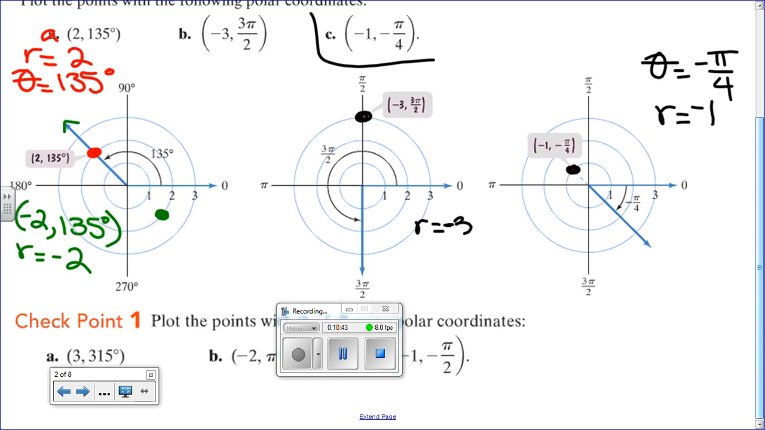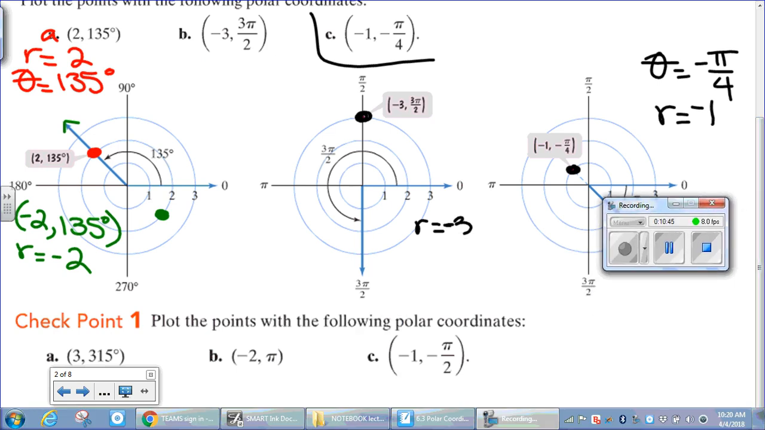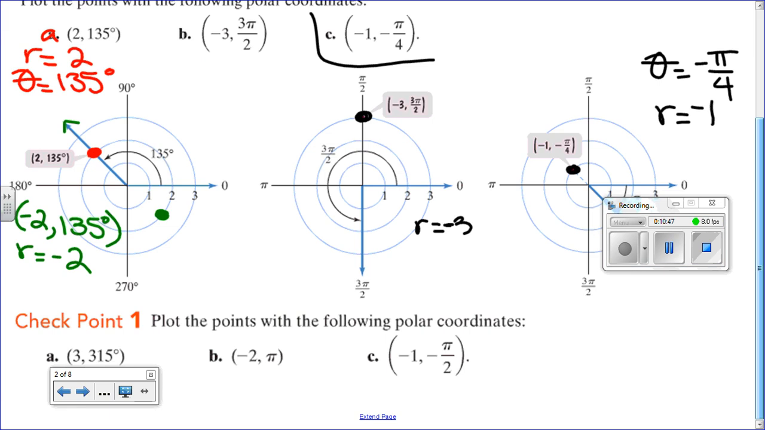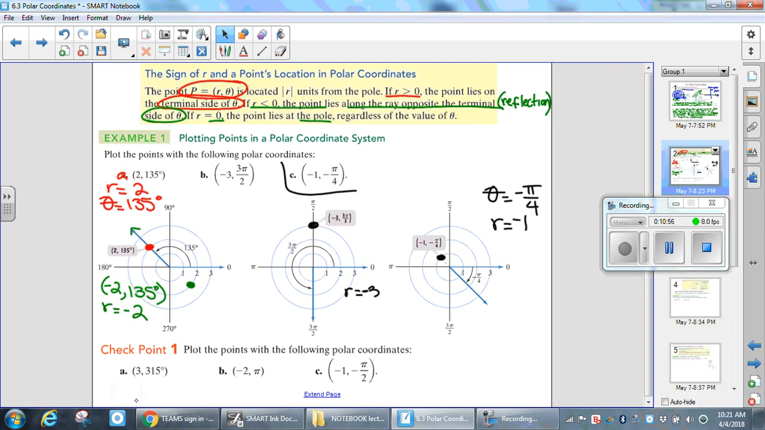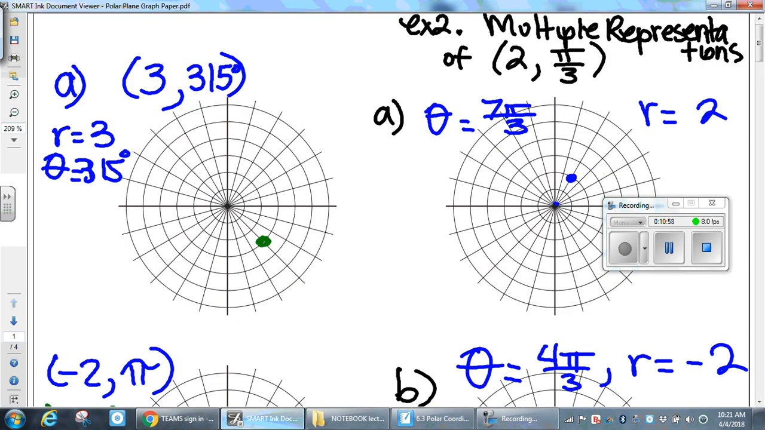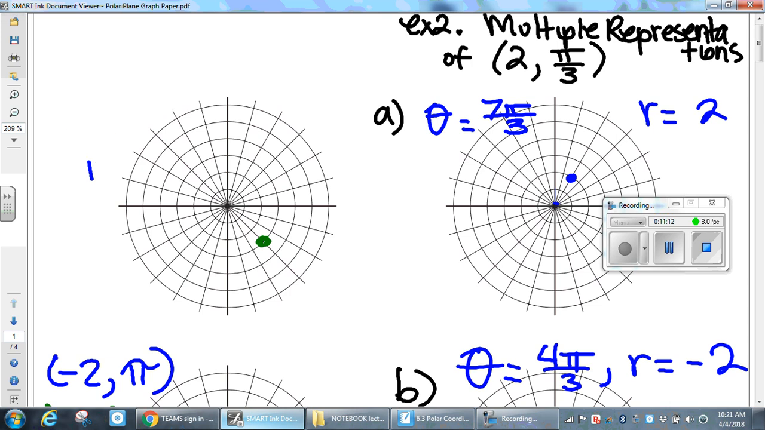Okay, so now for the next 3 points that we have there, the checkpoints, I'm going to have you graph them with your partner on the paper that I provided you. They're different. I want you to use this side first, the one that has fewer circles. Yeah, they look wider.